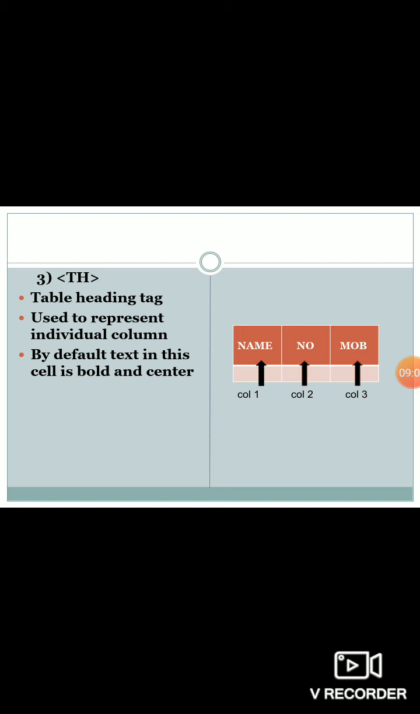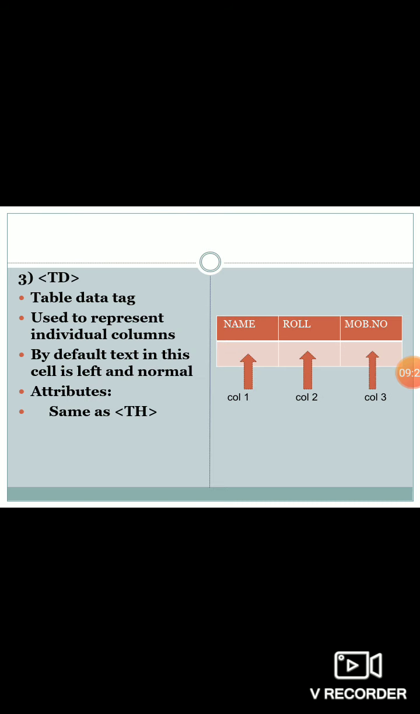So TH, the word indicates table heading. So whenever I create any table with a number of columns, basically I am using TH tag to give the particular column heading, correct. So basically whenever we use a column heading, we should display that column heading in bold. That's why that time I can use the TH tag. And if I want to put normal text, then that time I can use the TD tag. So TD is nothing but the table data tag.